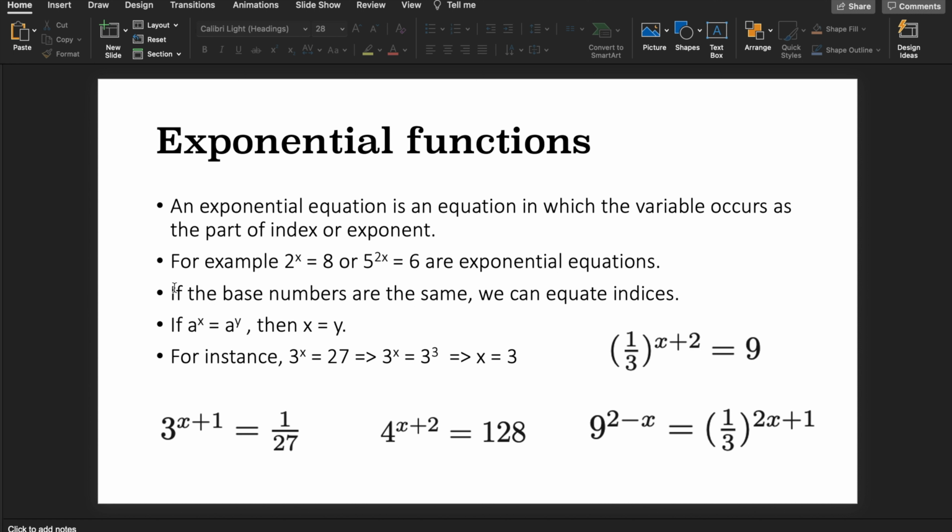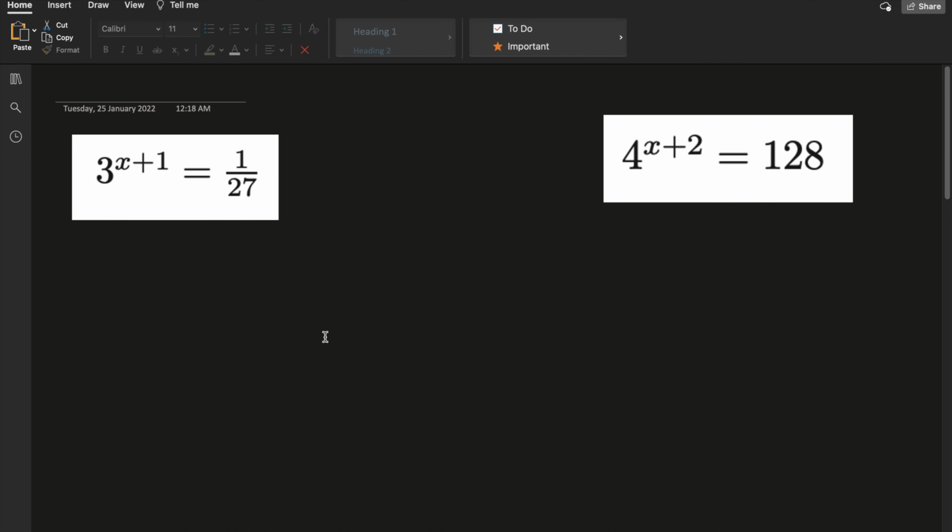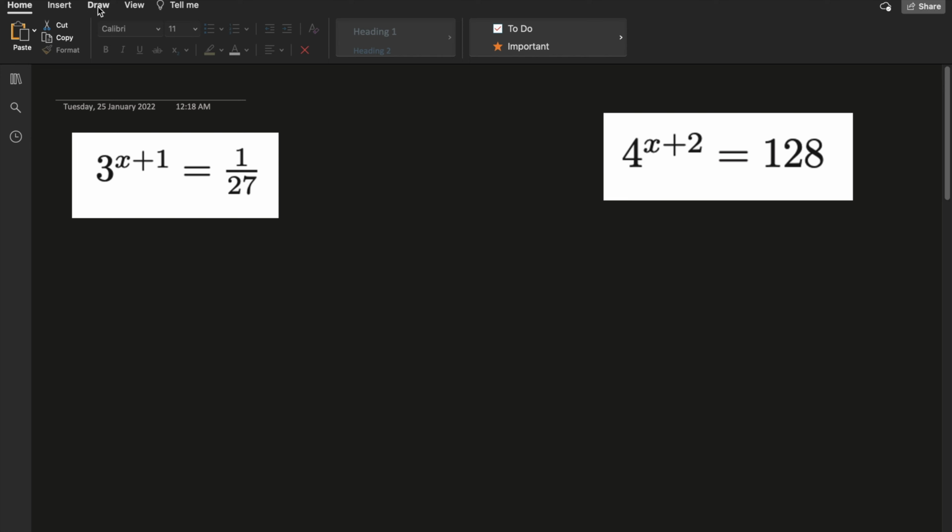And the way to solve them is, if the base numbers are the same, we equate the indices. So if a to the power of x equals a to the power of y, then x equals y. So for instance, 3 to the power of x equals 27. We can write 27 as 3 to the power of 3. So therefore 3 to the power of x equals 3 to the power of 3, implies that x equals 3. So now try to solve these. I will write down the answers and I'll solve them in front of you. Okay, so now let's solve the first one.